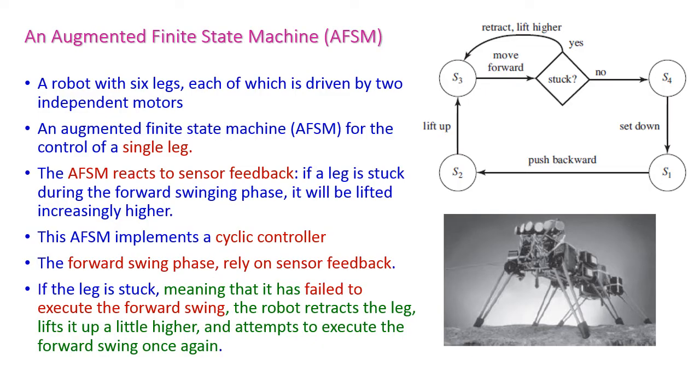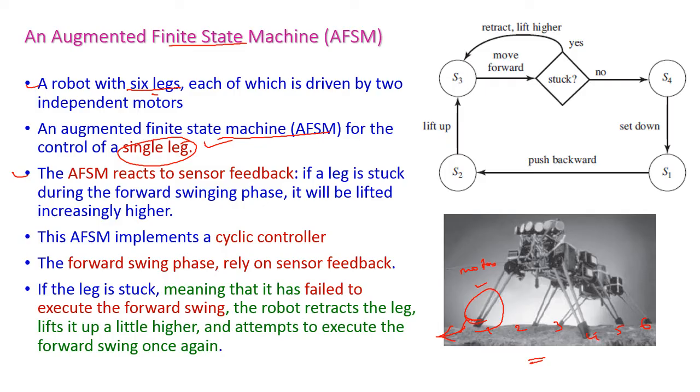And now let us see an example for this augmented finite state machine, right? Here we are having a robot with 6 legs. See, the robot is having 6 legs, 1, 2, 3, 4, 5, 6, but we are going to implement this AFSM for only a single leg, right? So for lifting any one of these legs, 2 motors are there. By using 2 motors, one single leg will be lifted and it will move forward. The robot will move forward, right?